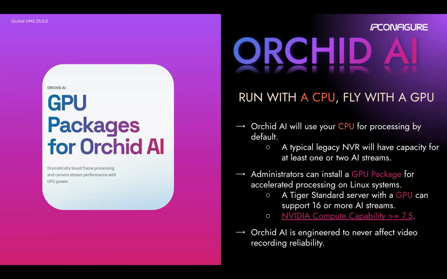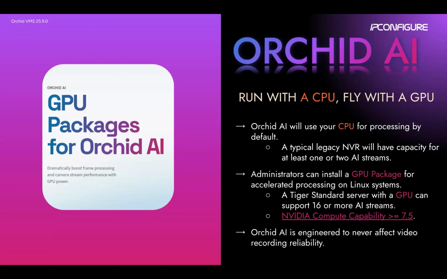So we've got here Orchid AI. It can run with a CPU. It can fly with a GPU. So Orchid AI by default will use just your CPU for all of this AI processing, and a typical legacy NVR system will have capacity for maybe 1 or 2 Orchid AI streams. So I can enable this AI search capability on 1 or 2 cameras.